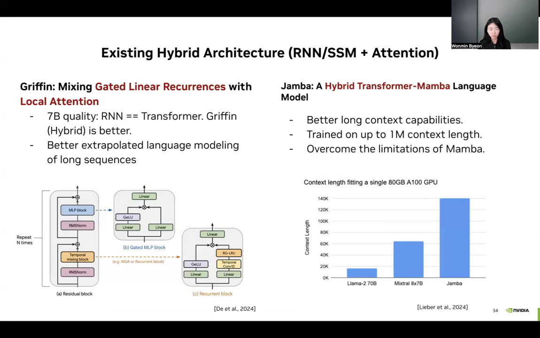There are some existing hybrid architectures, for instance, Griffin or Jamba. In all those papers, what they show is that in general, hybrid models can do better on longer sequences, and they are also more efficient in terms of speed and memory. So they are able to train even up to 1 million context length, which other models could not do before.